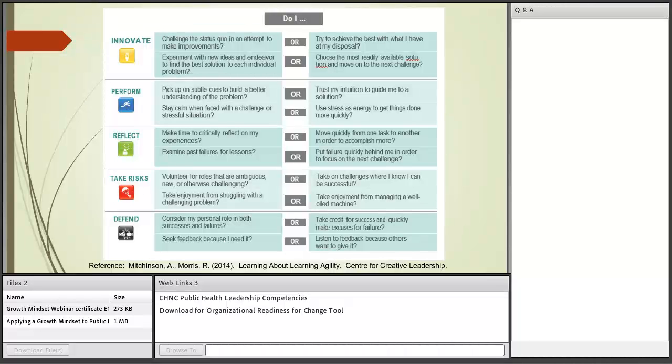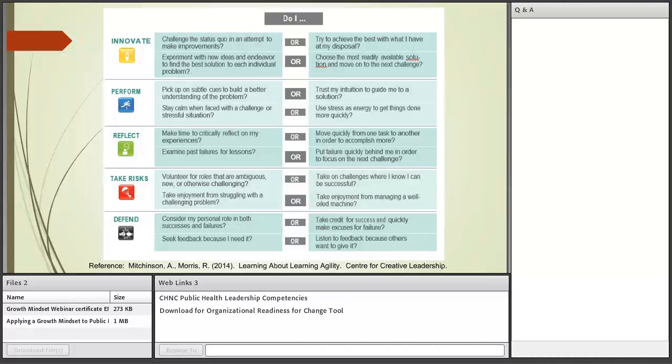Then take risks. So volunteer for roles that are ambiguous, new, or otherwise challenging. Take enjoyment from struggling with the challenging problem. Check off if you're more like this, but the companion statements are: take on challenges where I know I can be successful. Take enjoyment from managing a well-oiled machine. If you're more like this, check off this, which will be your third column, fourth row.